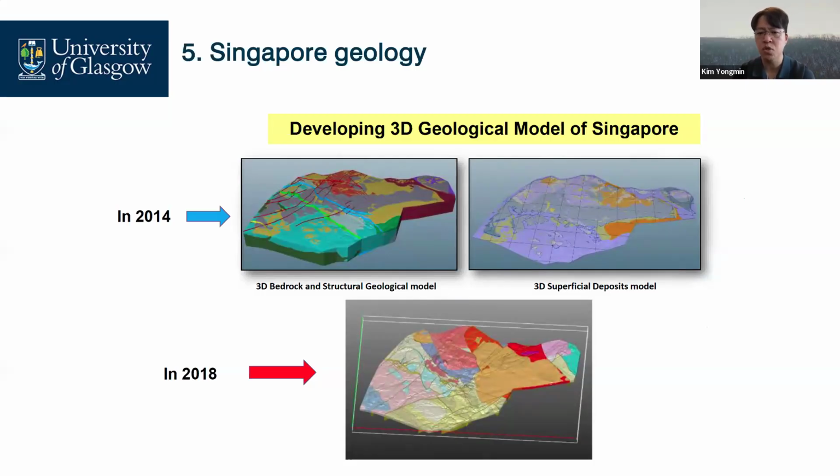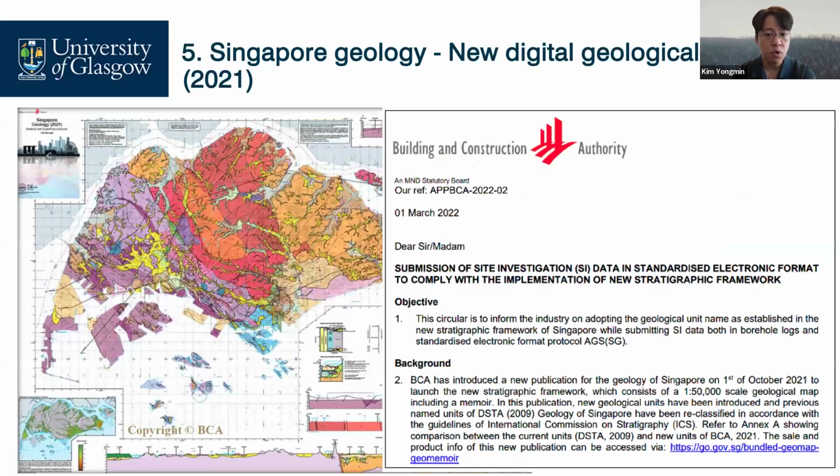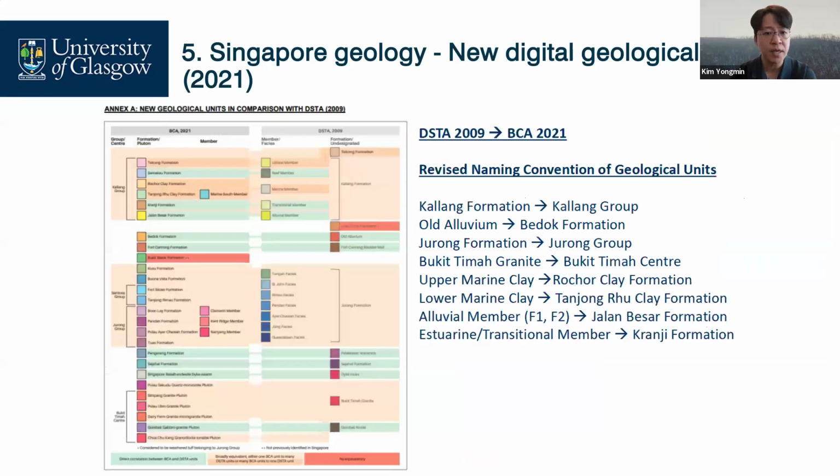It is not limited to underground constructions, but also useful for slope stability. And this framework can be applicable to other countries. So BCA ended up developing a new geological map of Singapore. In summary, the Kallang Formation becomes Kallang Group. All alluvium now is in the bedrock formations.